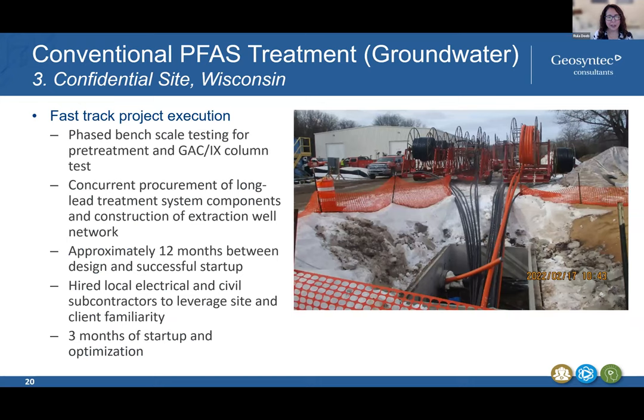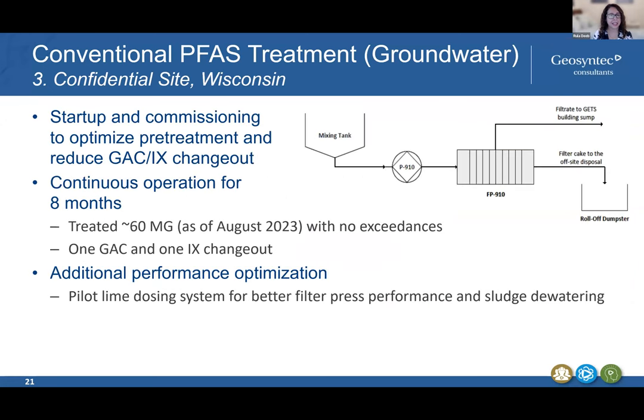We had 12 months between design and successful startup because of the community engagement issues. The client in this case was very anxious to try and capture the PFAS impacted groundwater and treat it to non-detect levels. And then we had 3 months after the system startup, 3 months of startup and optimization to further enhance efficacy.